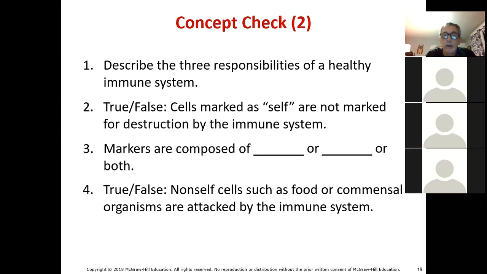Yes, and we have both the innate immunity, and then we have the other part of our immunity, which we call the acquired or adaptive immunity. So true or false, cells marked as self are not marked for destruction by the immune system. False?